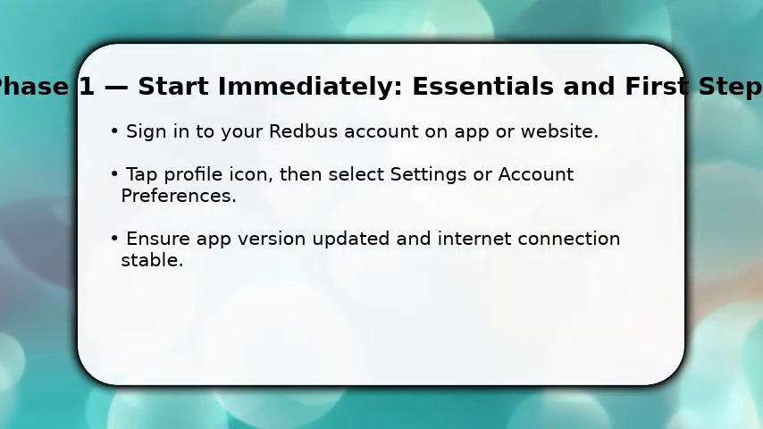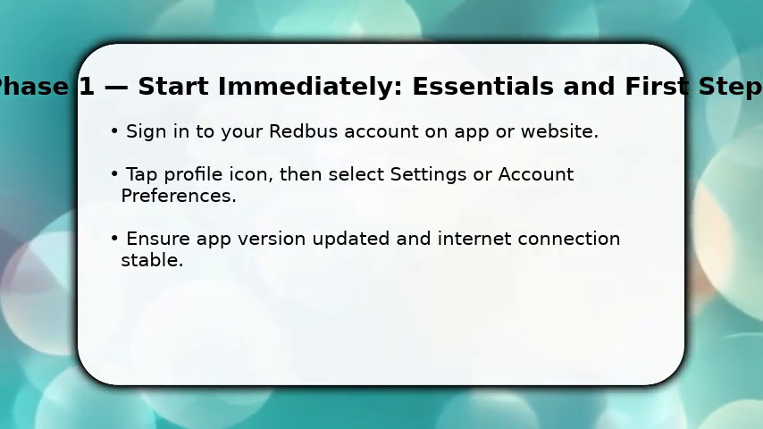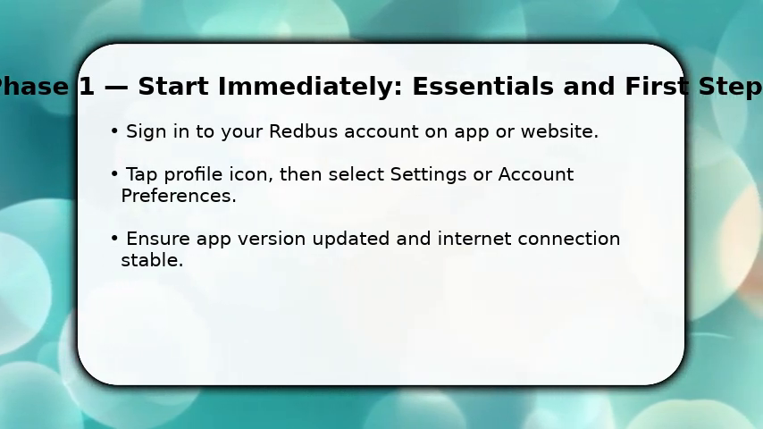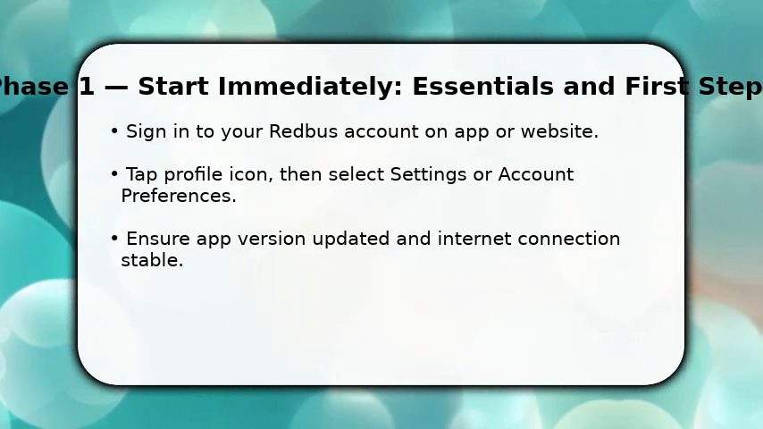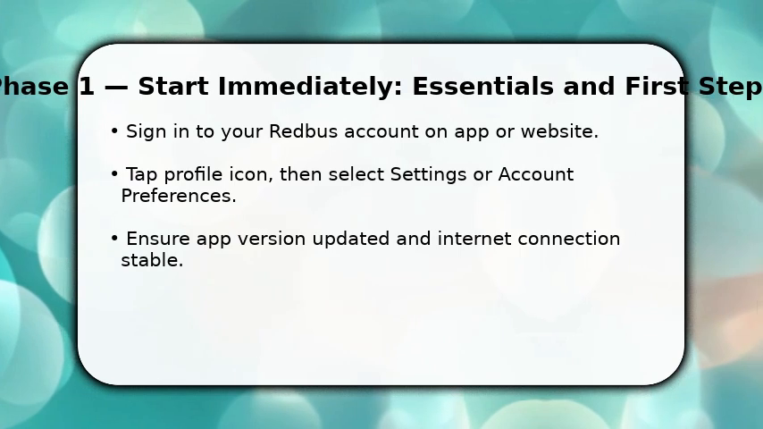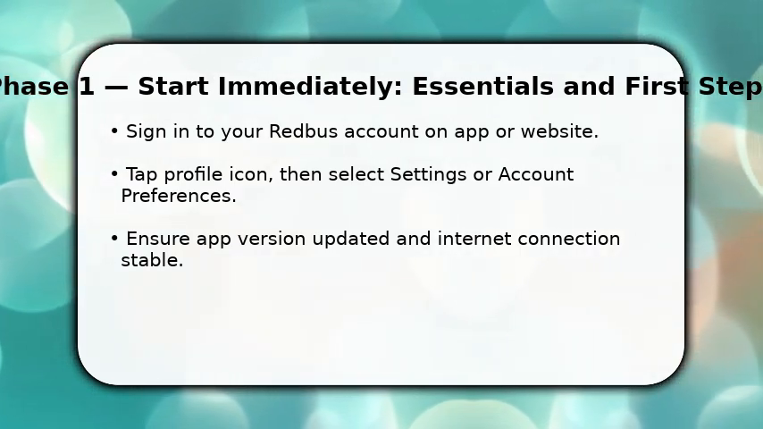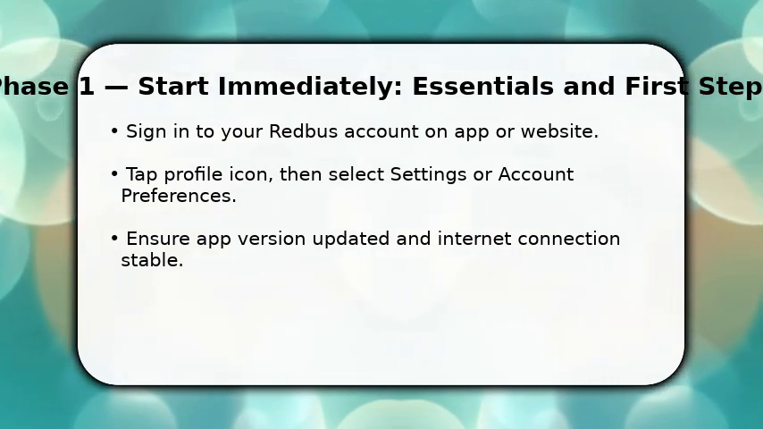You open Redbus and sign in. This links the history stored to your profile, so start on the device you normally use. Once logged in, tap your profile icon and choose Settings or Account Preferences to find history controls. Make sure the app is updated and you have a stable connection because options may hide in older versions. This step prepares the interface, so you can access history management immediately and avoid syncing errors.